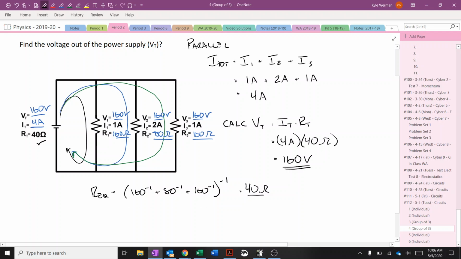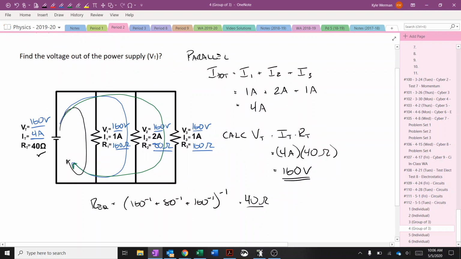So everything checks out. We have a 160 volt supply, and there's the full breakdown as well.